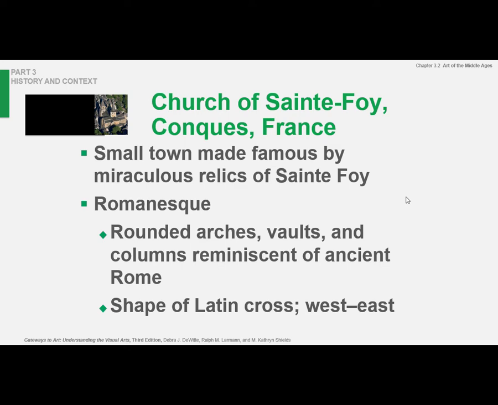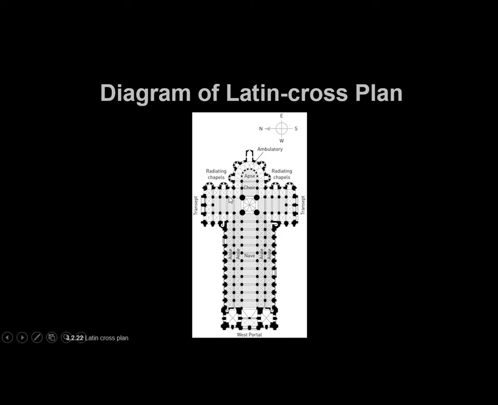All right, so it's rounded arches, vaults, and columns, just taken straight out of Roman architecture, and the shape of a Latin cross east to west. So let me show you that. Here we go. This is a plan, like looking down on it. You can see it's in the shape of a cross, so symbolic use of architecture. The front entrance of every church or cathedral is on the west side. So when you travel in, you go from west to east. So you're always heading towards Jerusalem, and you're following this path of the sun.